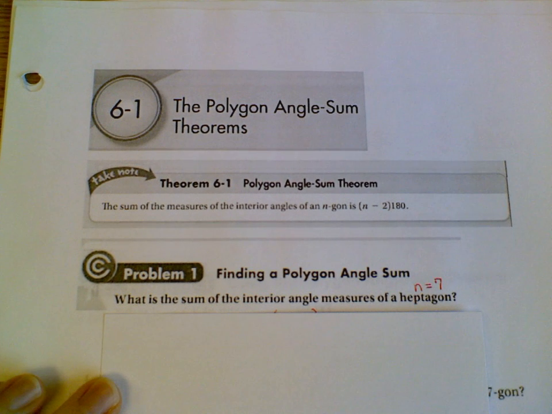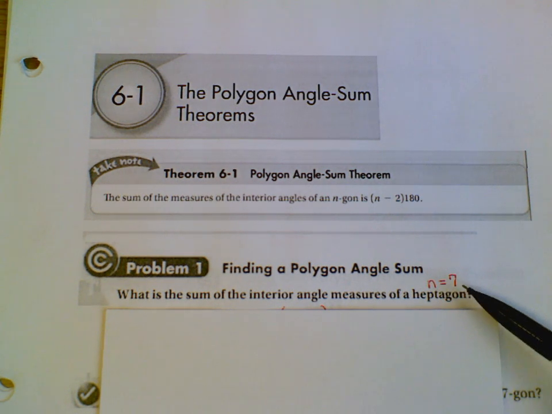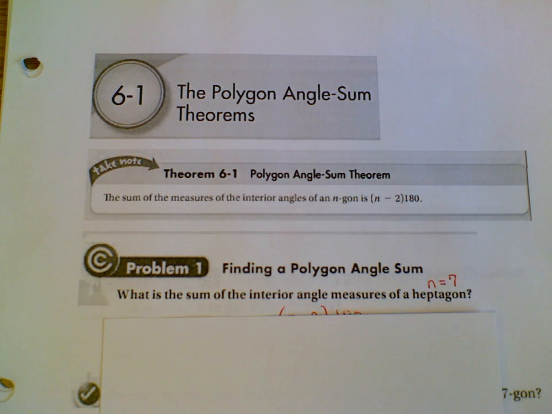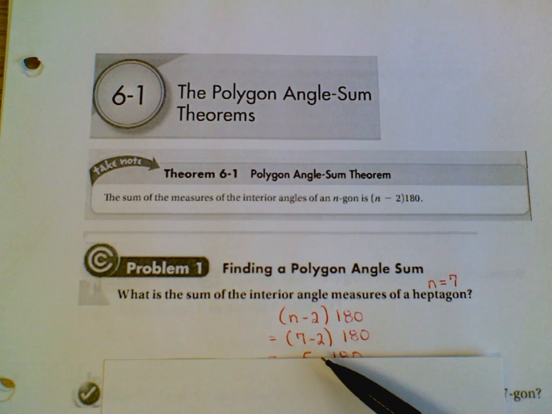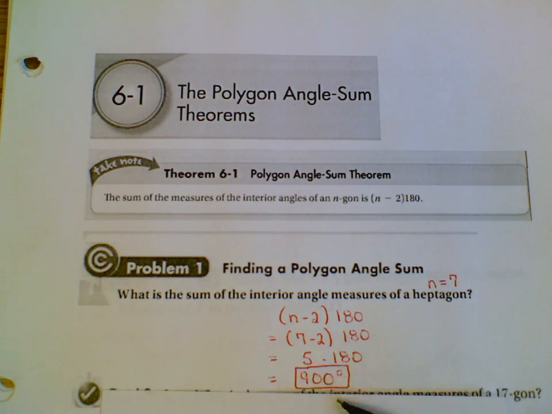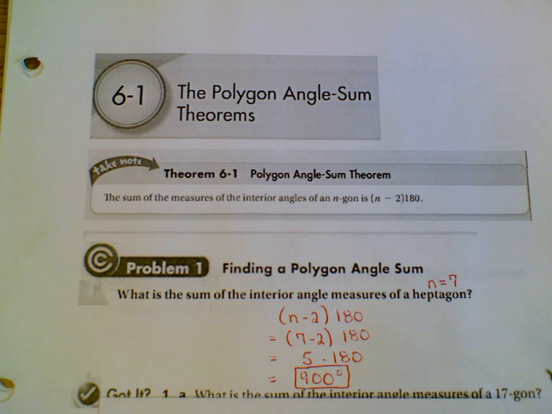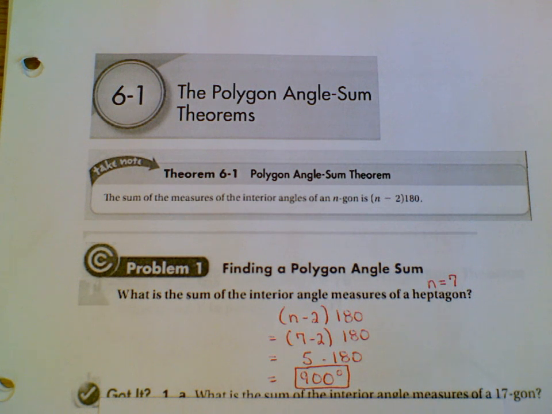So here's my first problem. It says, what is the sum of the interior angle measures of a heptagon? The first thing is knowing how many sides a heptagon has. A heptagon has 7 sides, so n will equal 7. All you have to do is plug 7 into your formula. So I put 7 for the n, and then just solve it. 7 minus 2 is 5, and 5 times 180 gives me 900 degrees. So all of the angles in a heptagon will add up to 900 degrees.